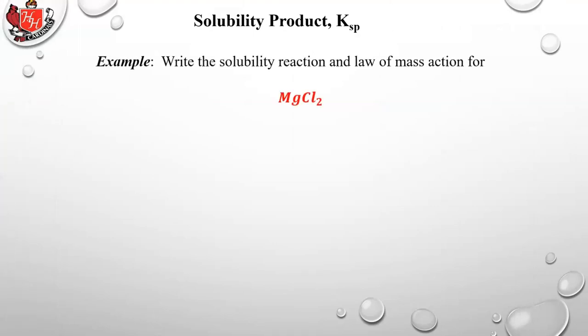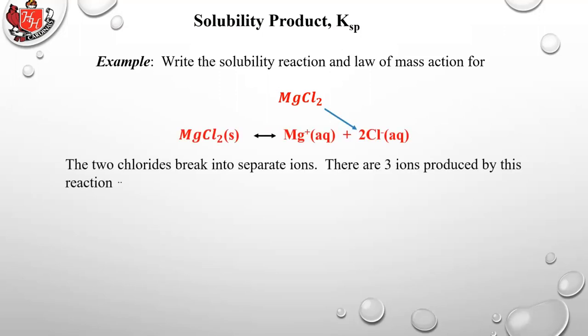So let's go ahead and write the solubility reaction and the law of mass action for magnesium chloride. So there it is. MgCl2 breaks into Mg2+ ions and 2 chloride ions. So the 2 chlorides break into separate ions. So there's a total of 3 ions produced by this reaction. You don't come out with a Cl2 molecule. That's only with gases that chlorine does that. But in solution, it breaks into an Mg2+, a Cl-, and another Cl- that are separate from each other. So you end up with 3 particles in the solution.